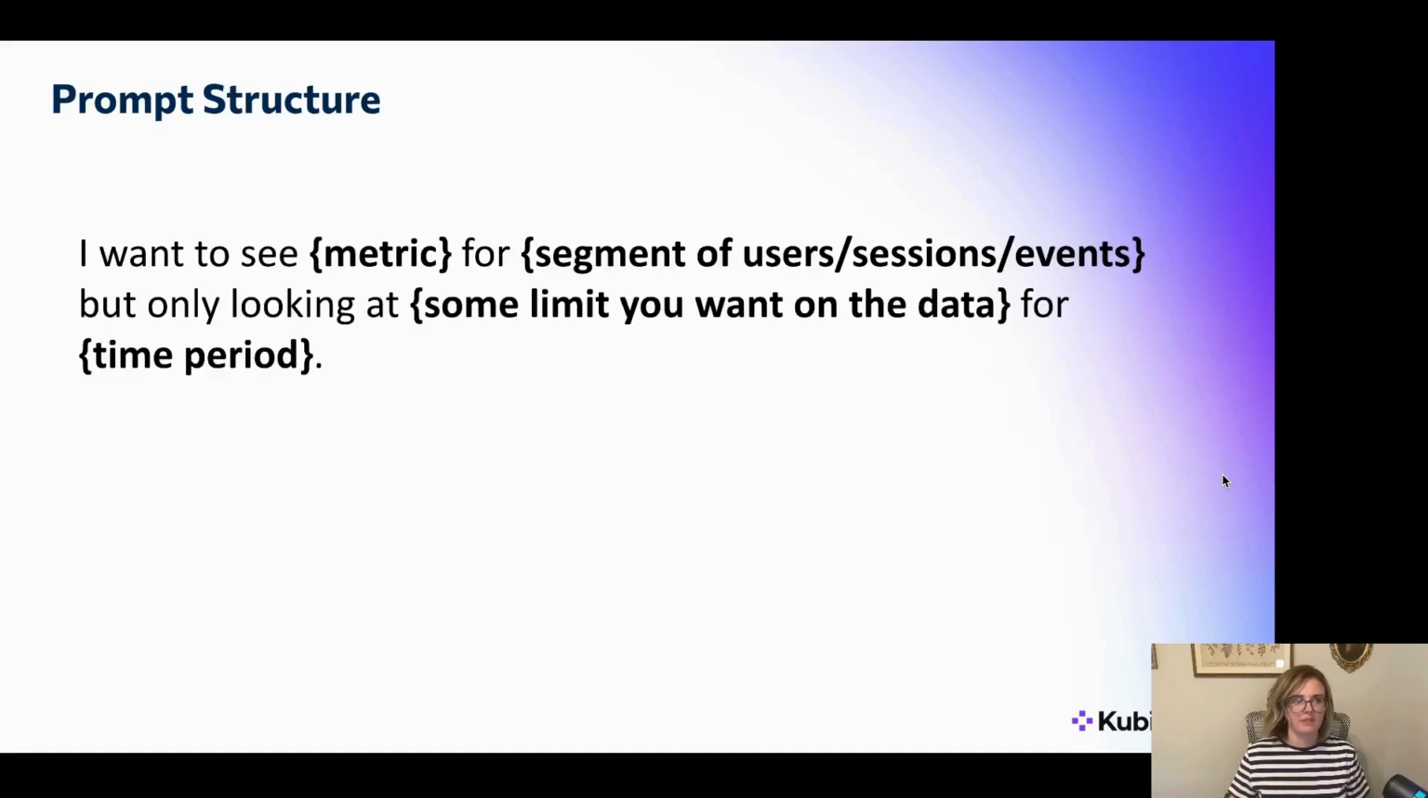Let's talk quickly about the ideal structure specifically for these kinds of questions. I think there's a ton of great resources out there for general prompt best practices, depending on what you want to get out of the agent. This is going to be more focused on reports and analytics because that is precisely what Lumos does. The way I like to think about it is in a sort of Mad Libs format: I want to see a metric for some population of people, sessions, events, whatever, but I only want to look at a certain limit that I set, or maybe no limit at all, for a particular time period.